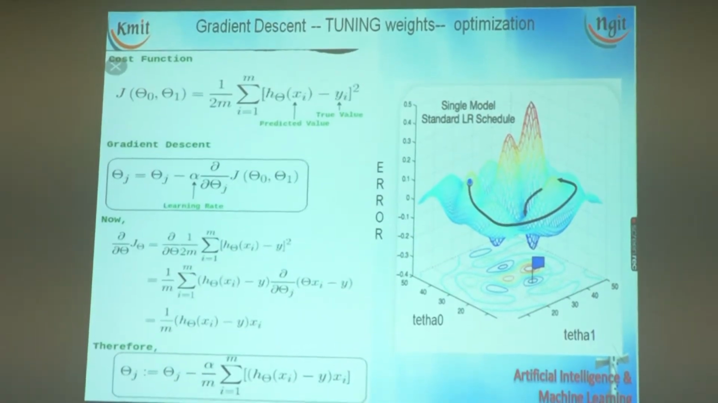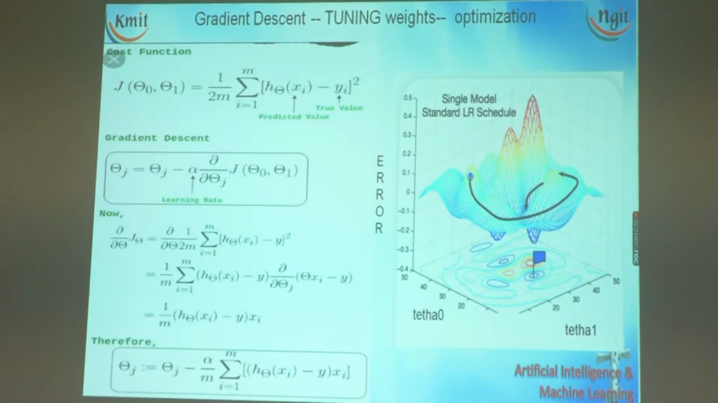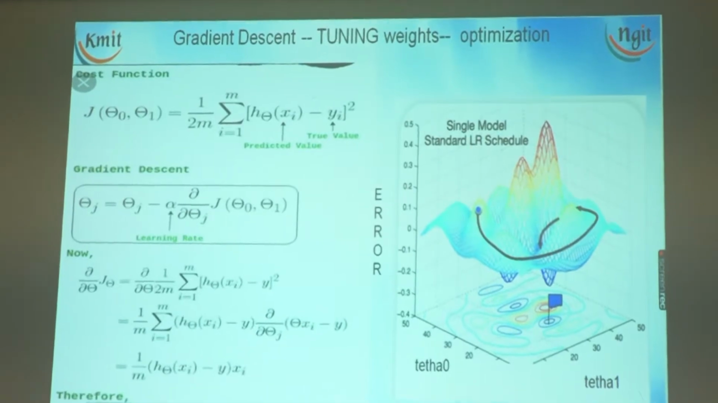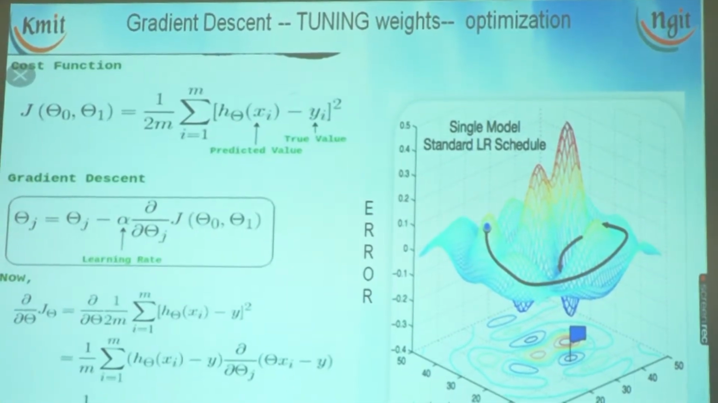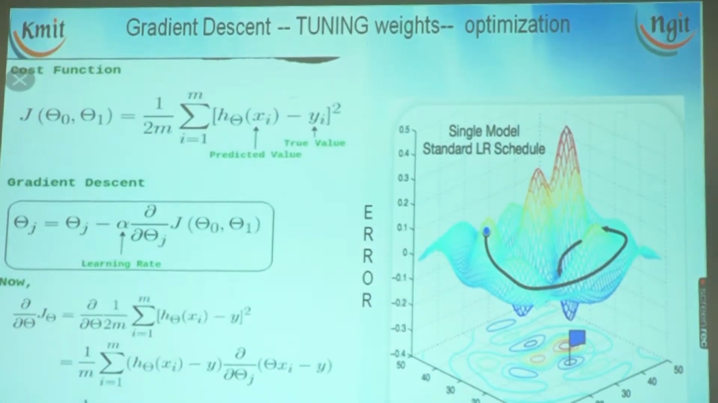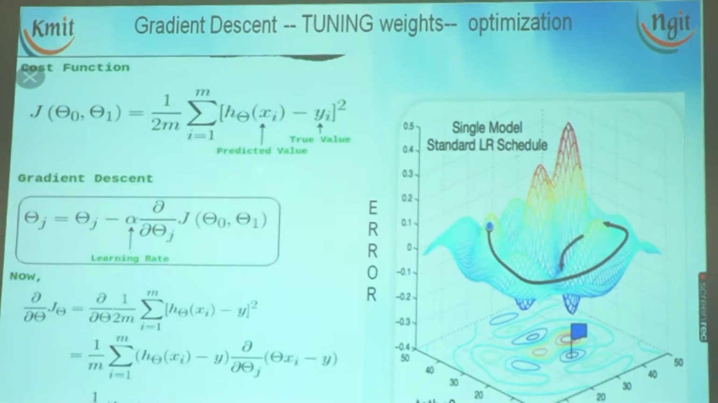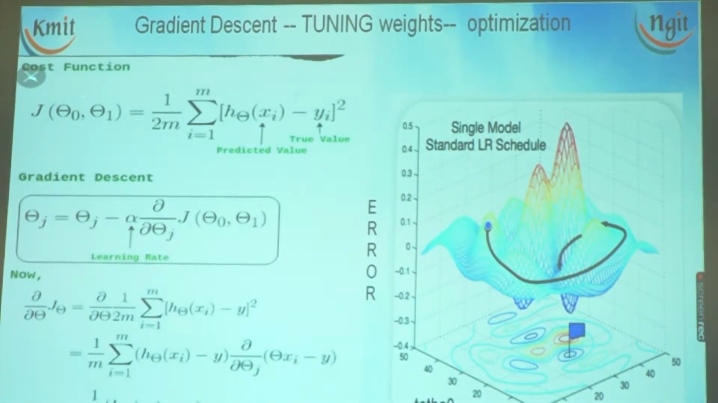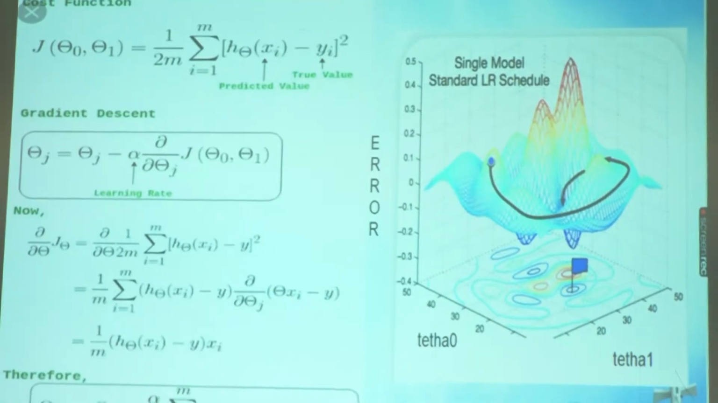See there, J of theta naught, theta 1. What are theta naught and theta 1? They are the coefficients. On that I am doing J. What is J? Cost function, which is equal to 1 by 2m summation of predicted minus actual value whole square, such that I am doing gradient descent. How am I doing the gradient descent?